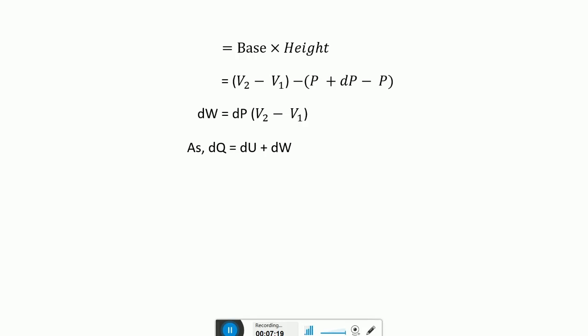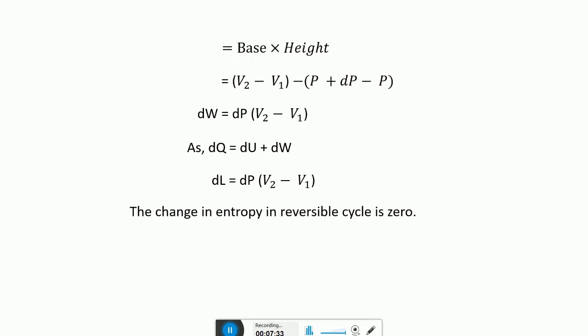So we get dW = dP × (V2 - V1). Again, according to the first law of thermodynamics, dq = dU + dW, but dU is equal to 0 and dq is equal to dL. So we can write dL = dP × (V2 - V1). From the second law of thermodynamics, the change in entropy in a reversible cycle is 0. Therefore, (L + dL)/(T + dT) - L/T = 0. This is the change in entropy, which is equal to 0.